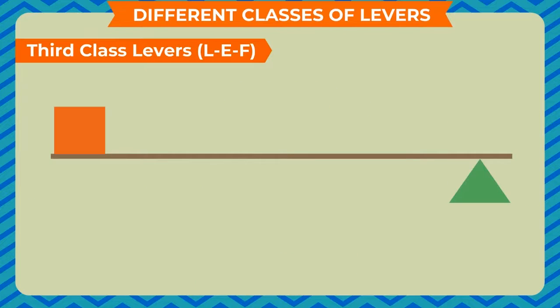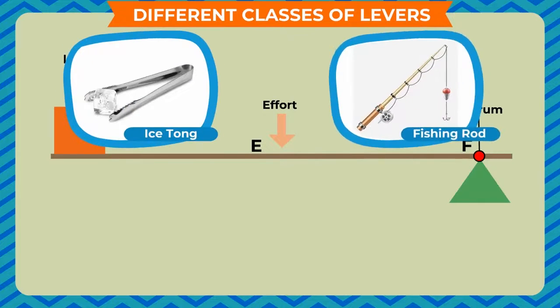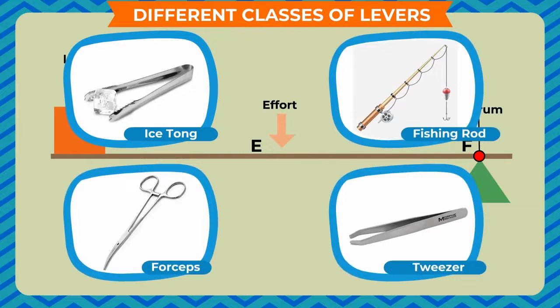Third-class levers, LEF. Levers in which the effort, E, is applied between the fulcrum, F, and the load, L, are called third-class levers. Here, the load, L, is at one end of the rod and the fulcrum, F, is at the other end. Ice tongs, fishing rod, forceps, tweezers, etc. are the examples of third-class levers.